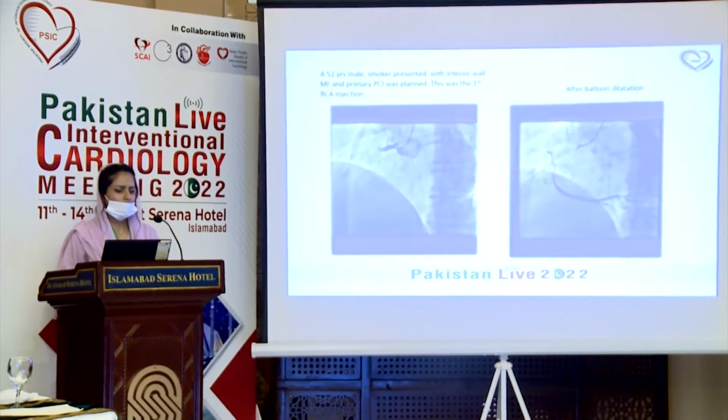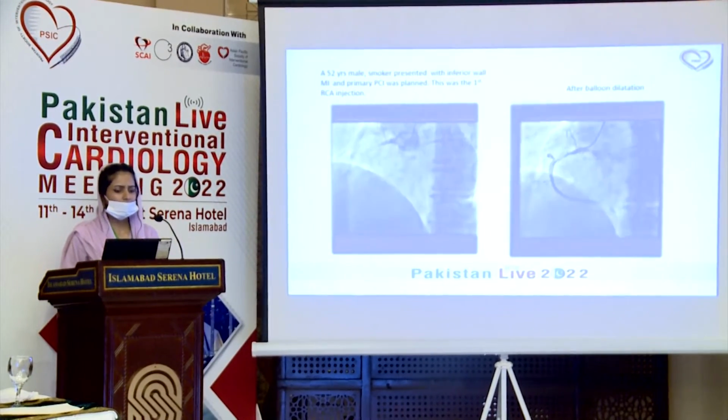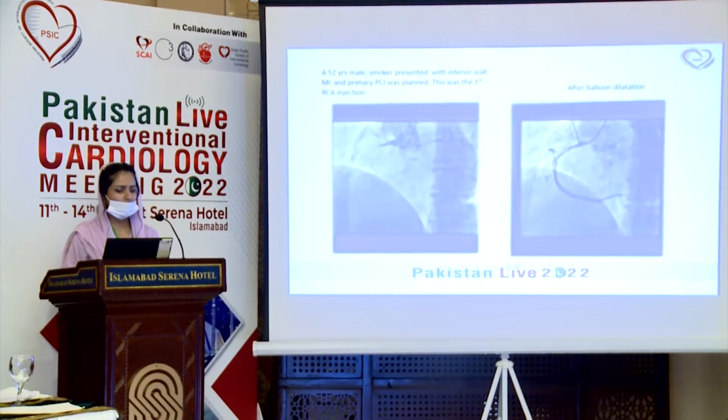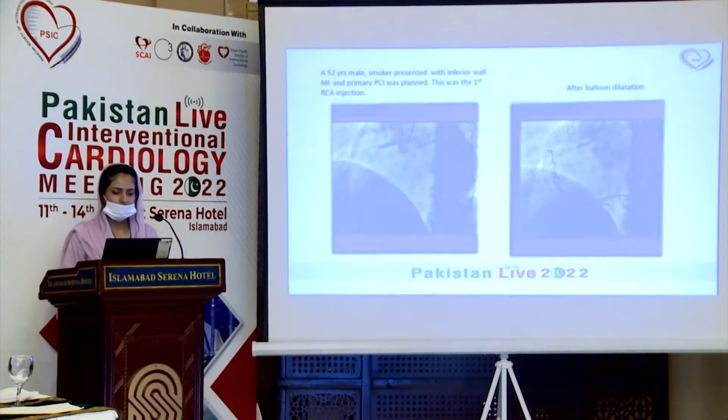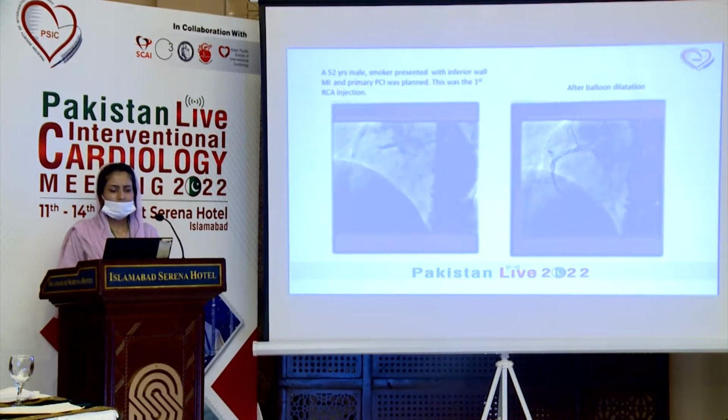A 52-year-old male smoker presented with inferior wall MI and primary PCI was planned. After radial access, the guide was engaged into the RCA. This was the first RCA injection. The wire was placed into the PDA, and after balloon dilatation, this was the second view.